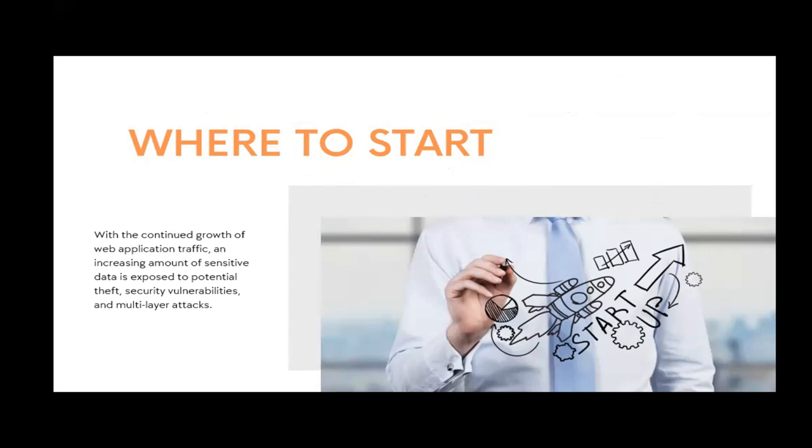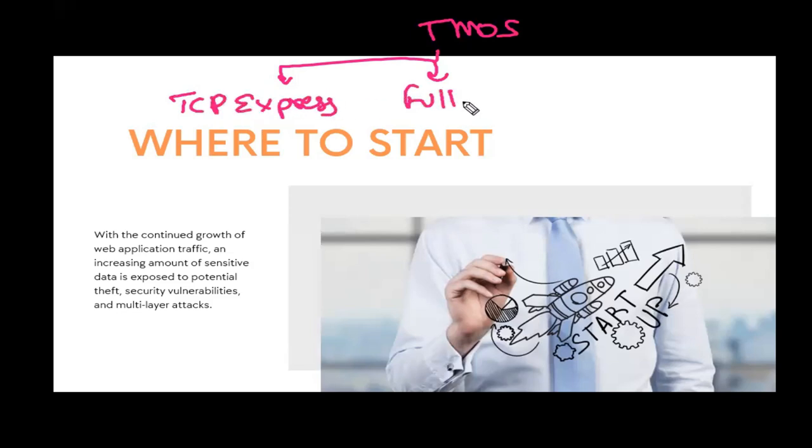So I talked about TMOS. In the TMOS, I just gave you the overview of two features. One is TCP Express, second is full proxy. Now let me talk about a third feature, a very generic feature, and then I will stop on TMOS here and show you some more things.